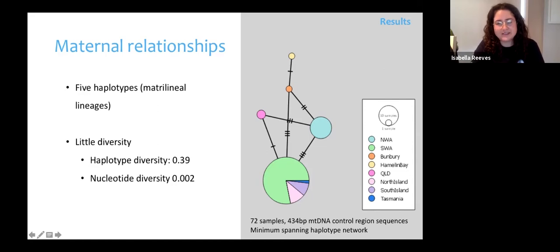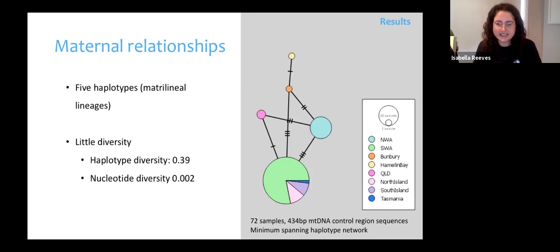Every colour is coordinated based on the locality, as seen here. Every line represents a mutation, and the size of the circle is dependent on how many samples actually shared that haplotype. So what we can see is we do have 5 haplotypes, so we do have these 5 maternal lineages, and because we know killer whales are characteristic for their matrilineal societies, they are matrilineal lineages in this case.